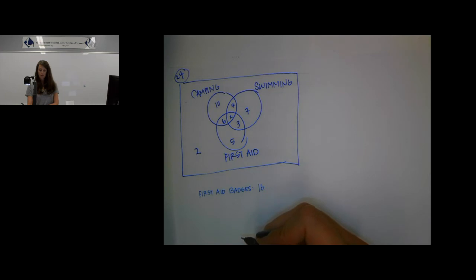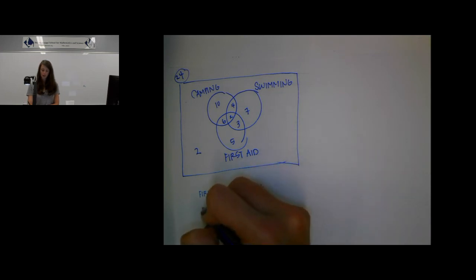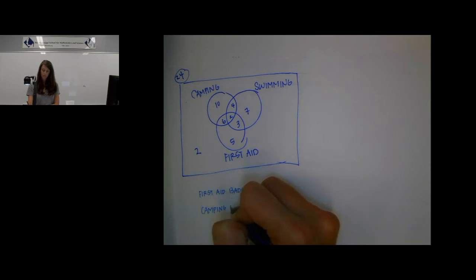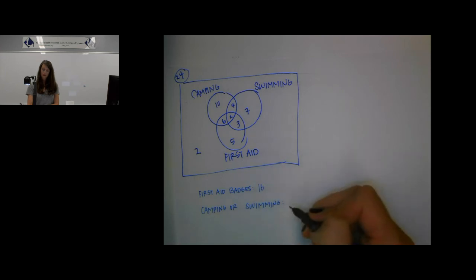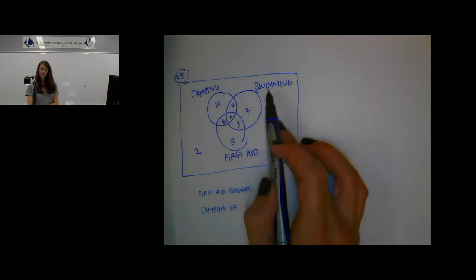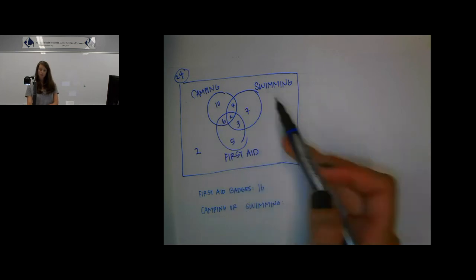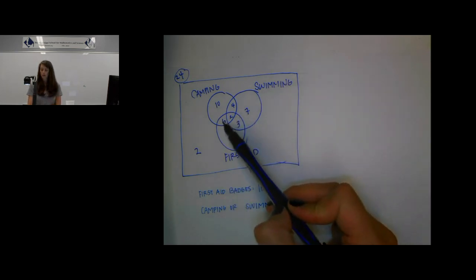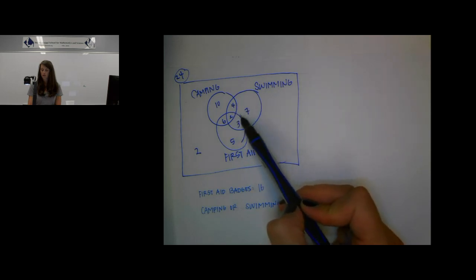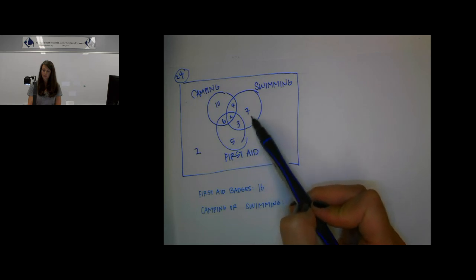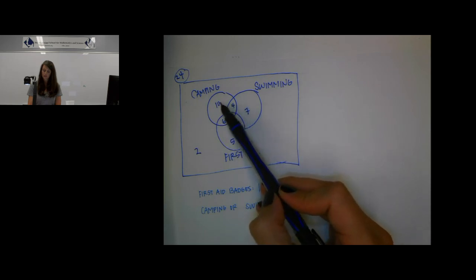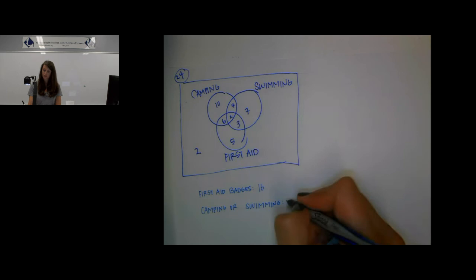Okay, how many Boy Scouts have camping or swimming? Okay, so camping or swimming. So that's going to be all of these added together, right? So what's that? 10 plus 10 plus 10 plus 2, which is a 32.